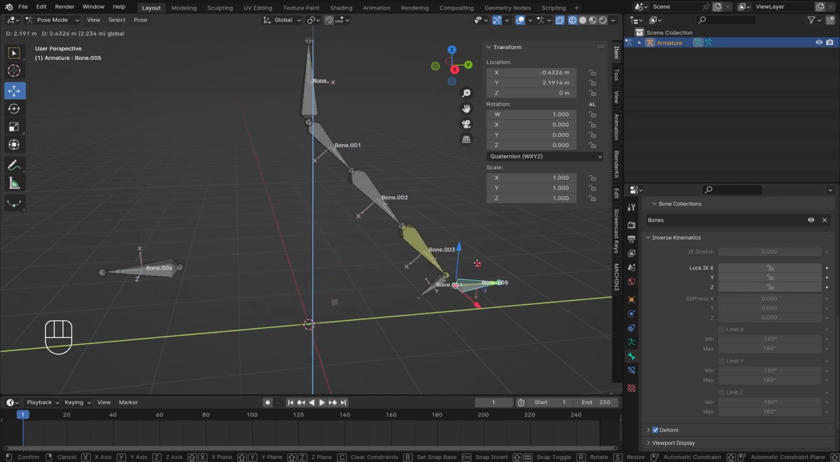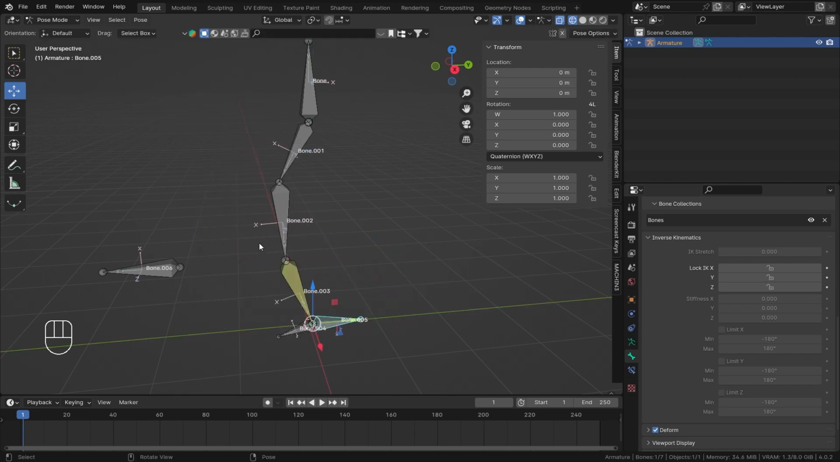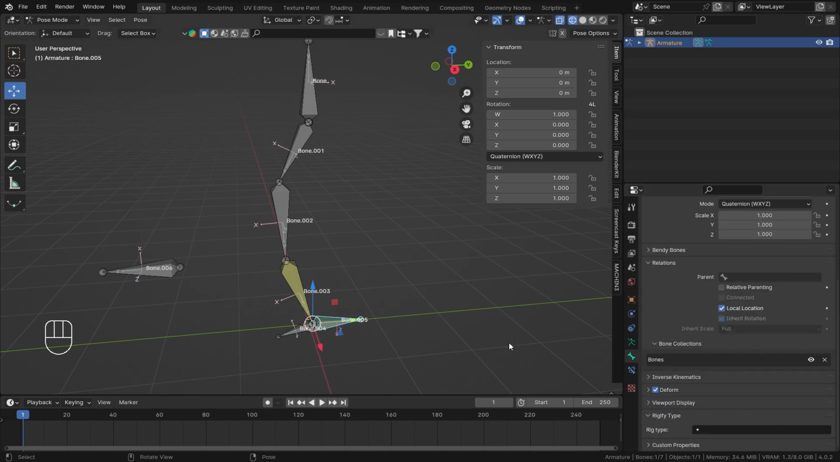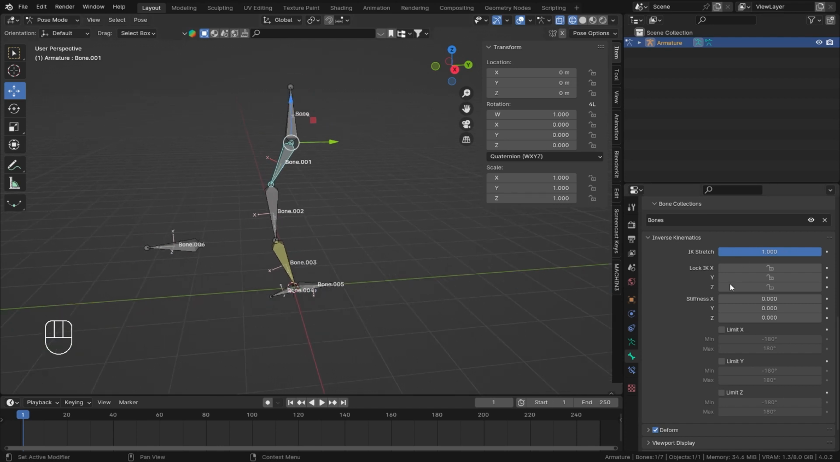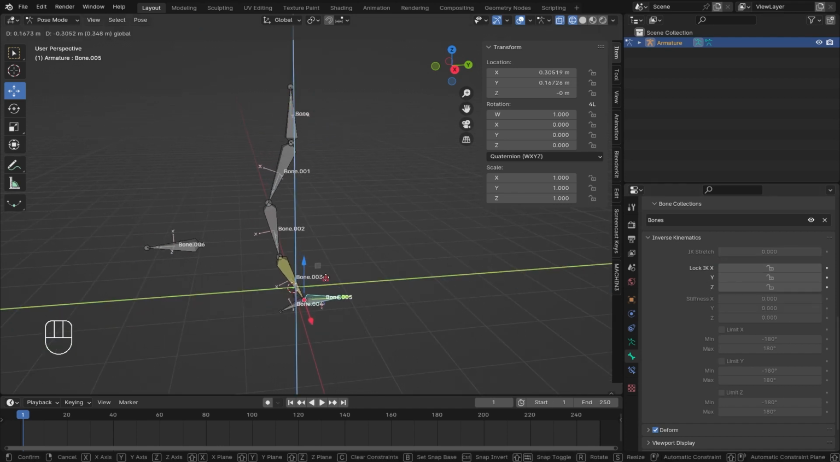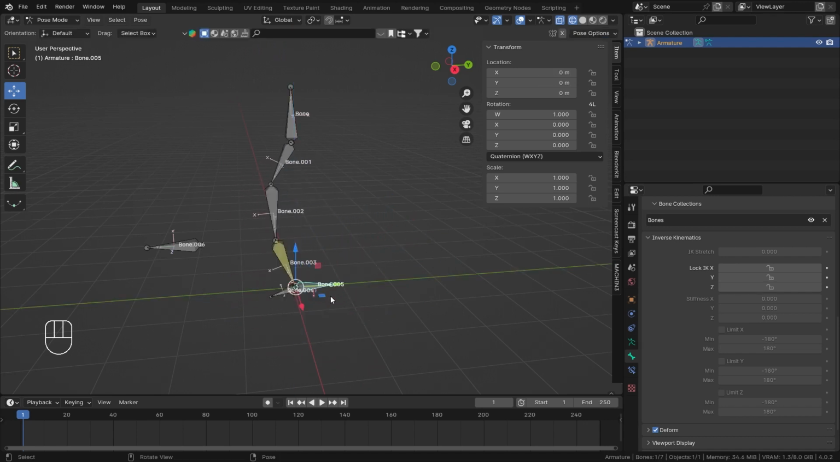As you can see, I can move my target and all of the bones are moving with it. So let's talk about this inverse kinematic section. The first thing is IK stretch. If I select this bone and make it stretch to the maximum, like make the IK stretch 1, now if I select this bone and grab it, you'll see that that bone is now stretching. This is useful when you are going to rig a stylized character that has stretching in it. And if you don't, then it's fine, you can just make it 0.